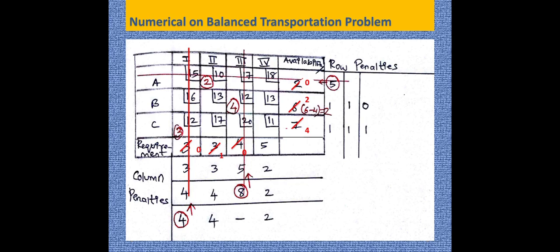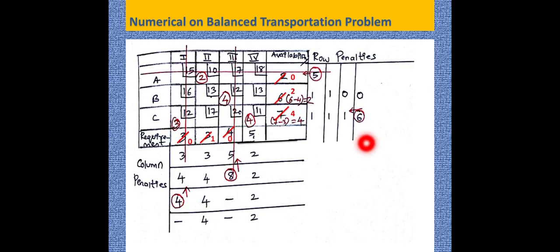Again we go on calculating the row penalties and column penalties for the remaining row and column. So here 13 minus 13 is 0, 17 minus 11 is equal to 6. So 17 minus 13 is 4, 13 minus 11 is 2. So now this is the largest penalty, so this is considered for allocation. The least cost is 11 here, so that's why it has been allocated here. Comparing 5 and the remaining, that is 4, 4 is minimum, so that has been allocated here.